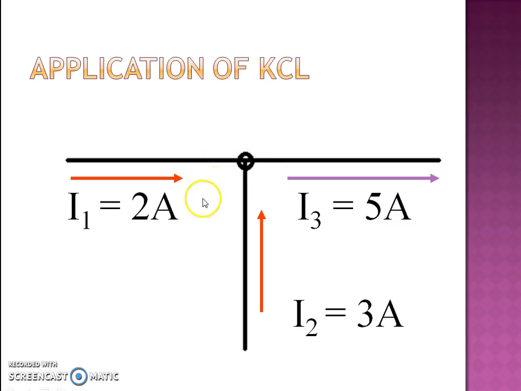So we can write I1 plus I2 minus I3 is equal to 0. The sum of currents at this particular node is equal to 0, or the current entering at this particular node is equal to the current leaving that node.